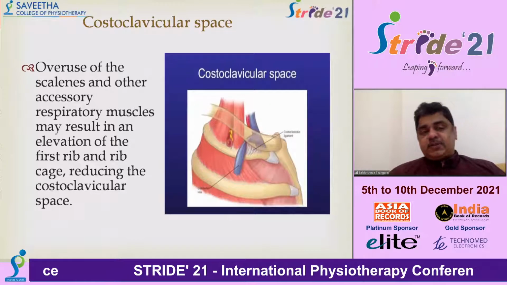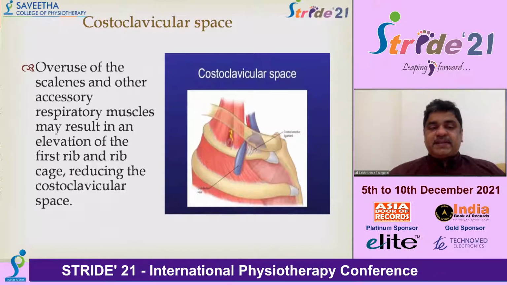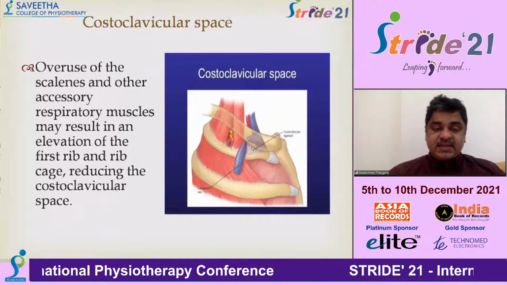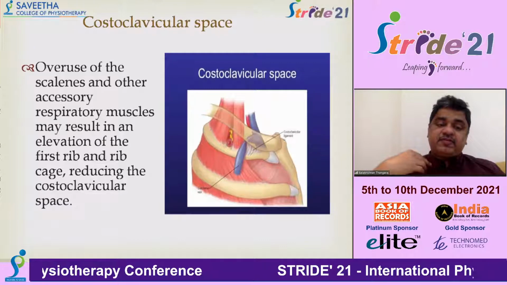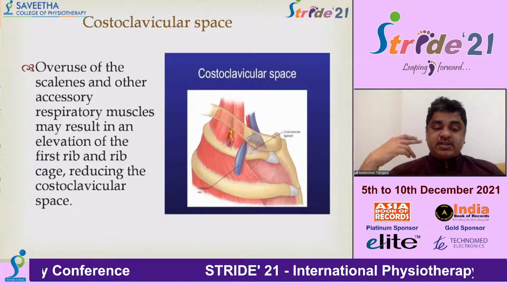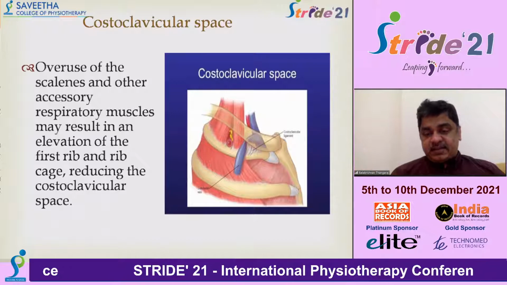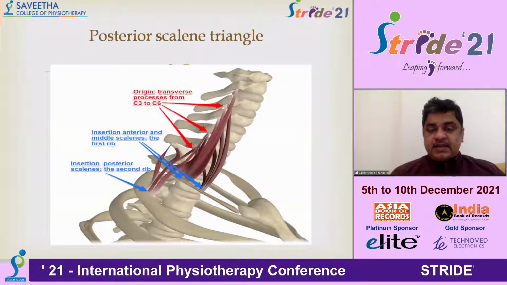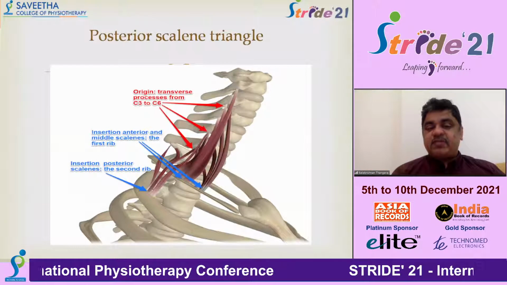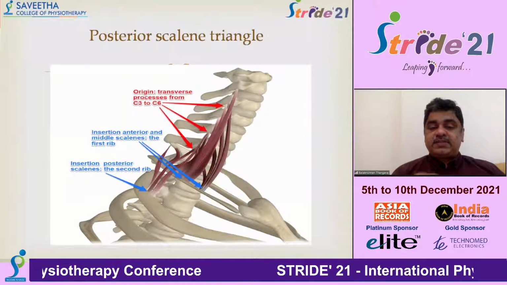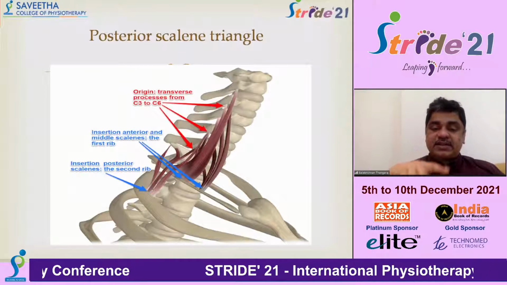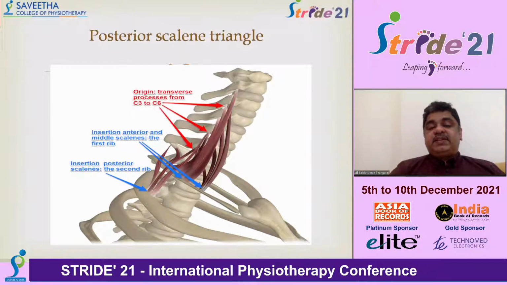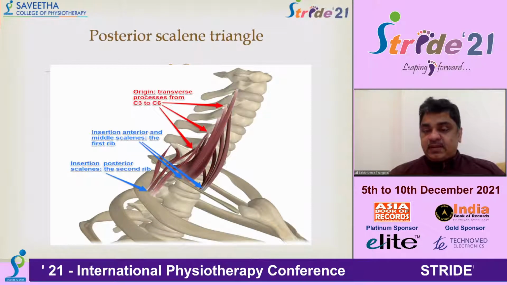When I spoke about the costoclavicular space, overuse of the scalene and other accessory respiratory muscles may result in an elevation of the first rib and rib cage, reducing the costoclavicular space, like this picture shows. Next, please. And the posterior triangle, again just to give you a pictorial review of how it influences the neurovascular bundle passing beneath these structures.